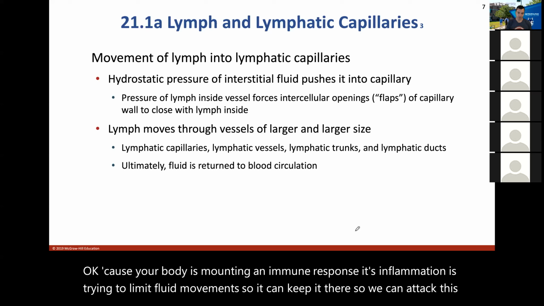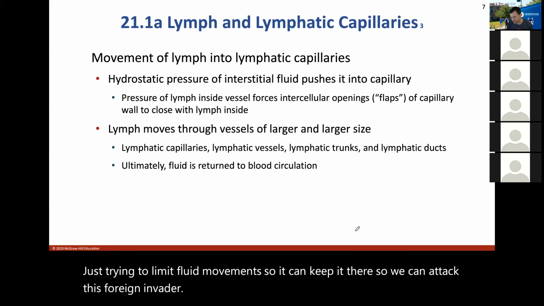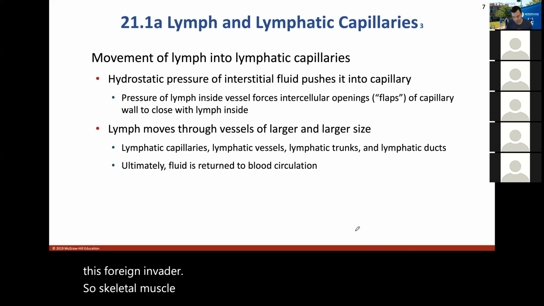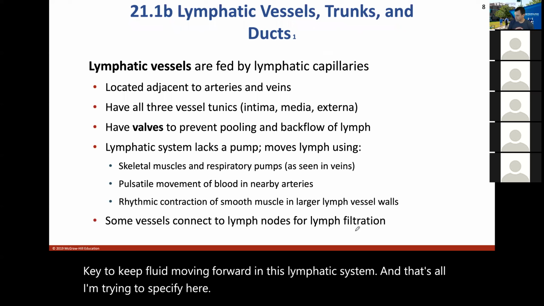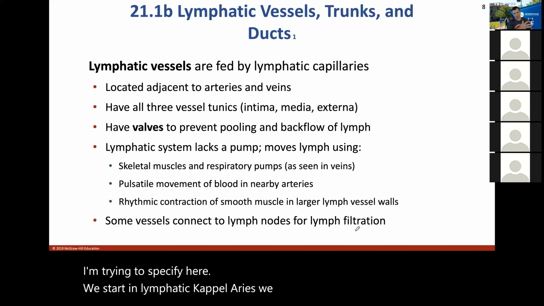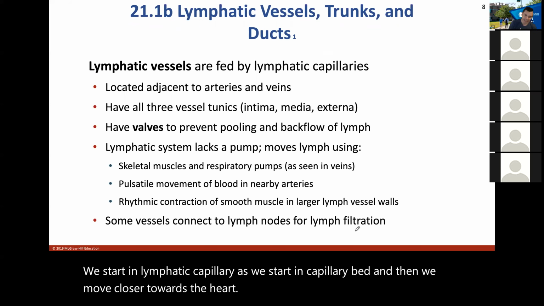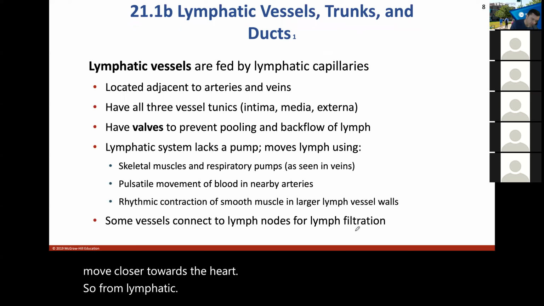invader. So skeletal muscle pump, respiratory pump, they're going to be key to keep fluid moving forward in this lymphatic system. And that's all I'm trying to specify here. We start in lymphatic capillaries, we start in a capillary bed, and then we move closer towards the heart. So from lymphatic capillaries, we go and form lymphatic vessels.